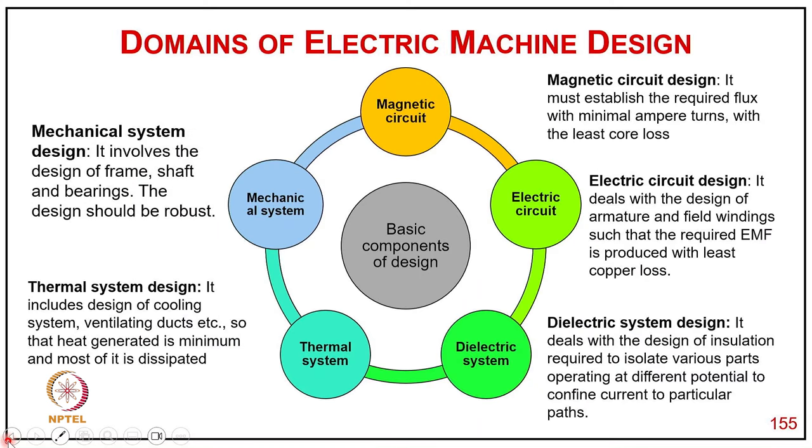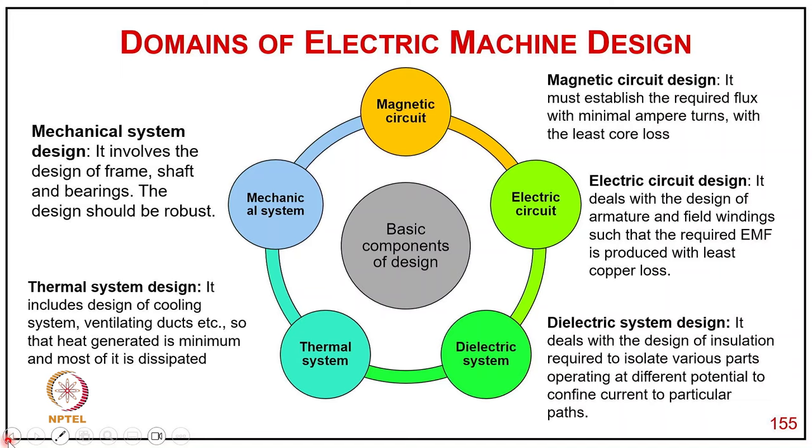The domain of electrical machine design consists of machine mechanical design. It involves the design of frame, shaft and bearing, and the design should be robust. Then we have thermal system design, which is very crucial for the life and death of the machine. It includes the design of the cooling system and ventilation ducts, so that the heat generated is minimum and most of the heat is properly dissipated in the environment. Then we have the dielectric system, which deals with the design of insulation required to isolate various parts operating at different potentials and confine current to particular parts or conductors.